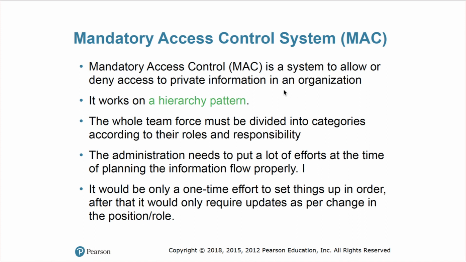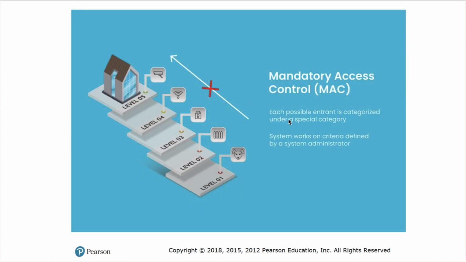Mandatory access control, or MAC, is a system to allow or deny access to private information in an organization. It works in a hierarchical pattern. So this is how the pattern looks like. Each possible entrant is categorized under a special permission or clearance levels, or labels, as we can call them. And then the lower level won't have access to the higher level. So basically, this could be confidential, secret, and so on. These are examples of some of the labels.